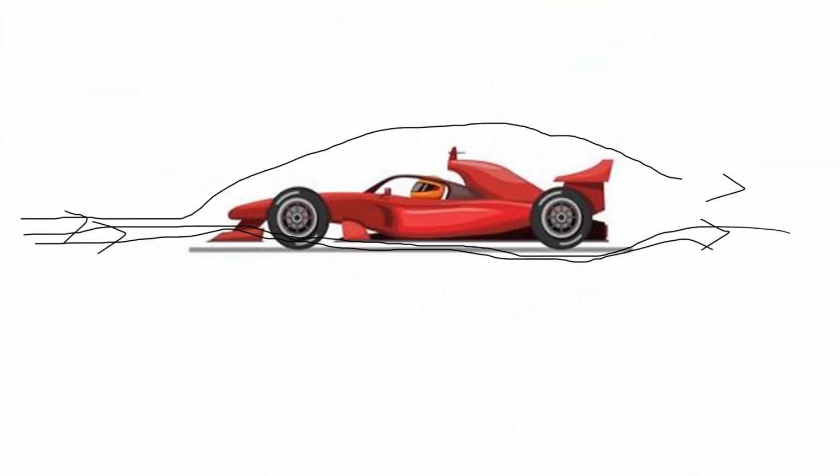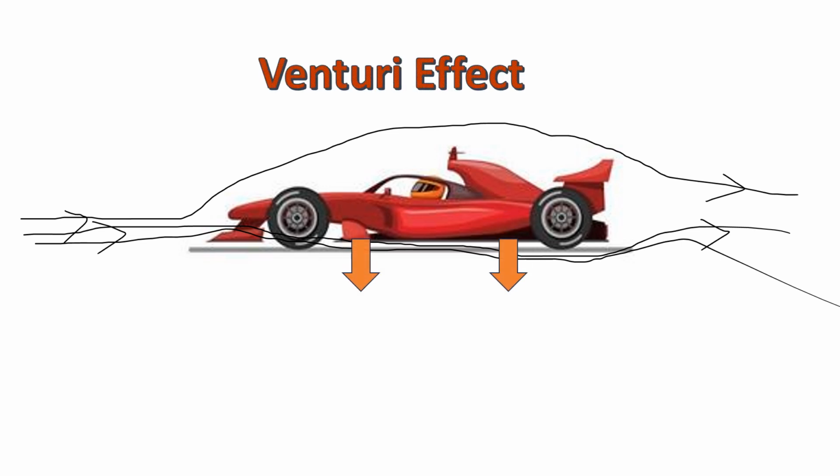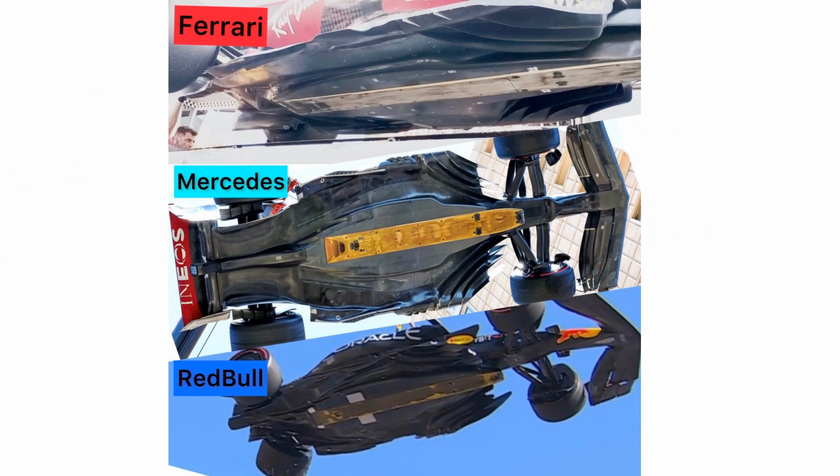For the floor, more air passes at higher velocity below the floor of the Formula One car, acting as a suction, and this effect is called the Venturi effect, generating downforce. We can see different setups being tried by different teams. The tunneling of the floor: we can see these tunnels provide channels for wind to pass at a higher speed. More speed means less pressure, which means more downforce.